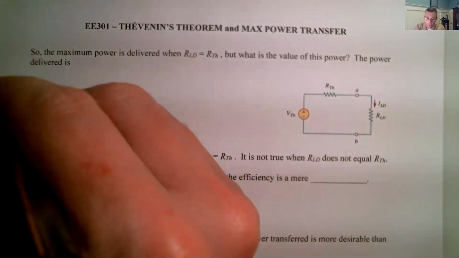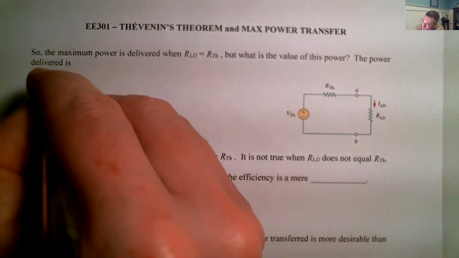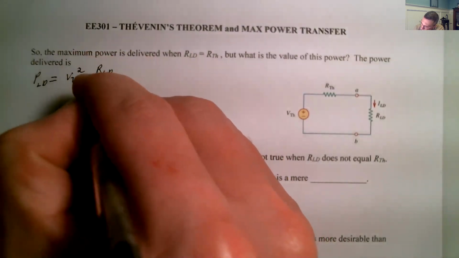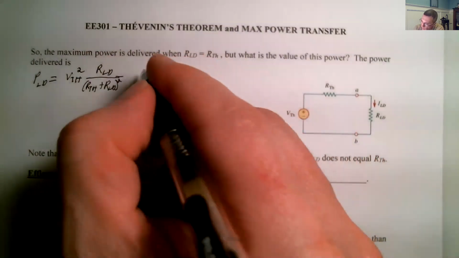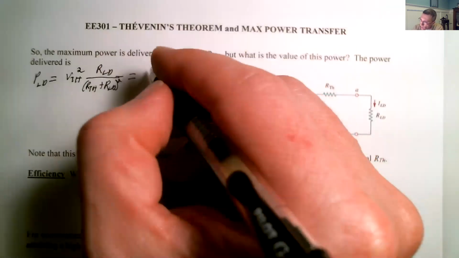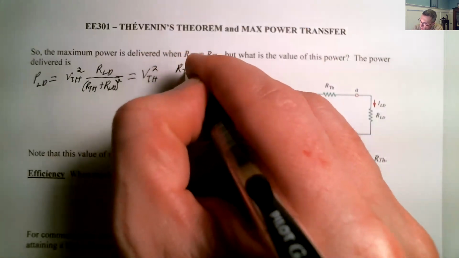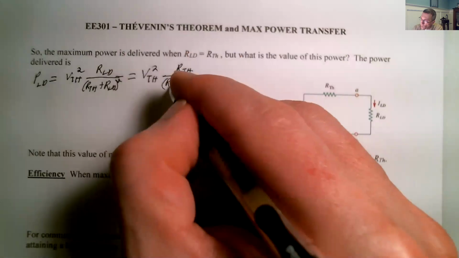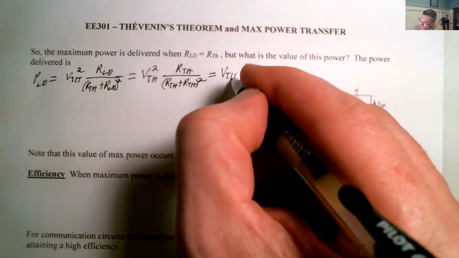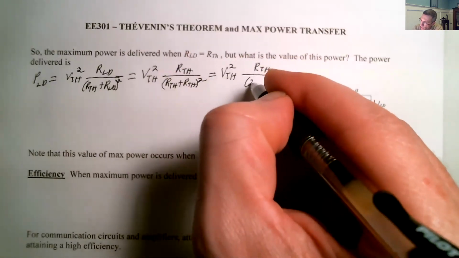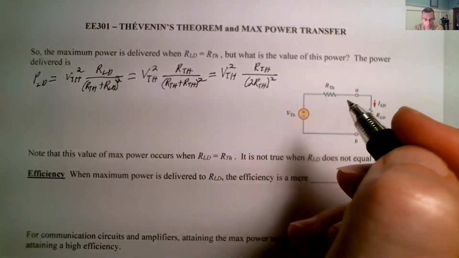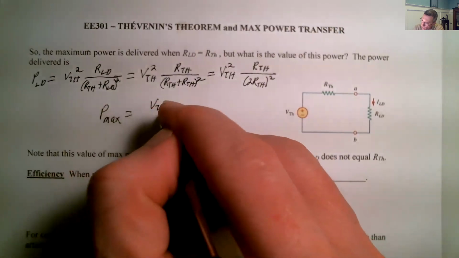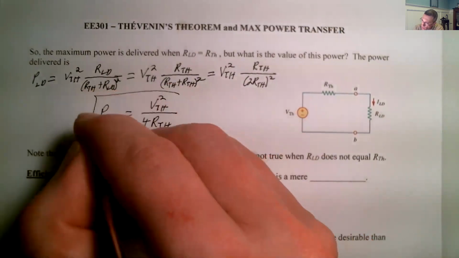So maximum power is delivered when R load is equal to RTH. What is the value of this power? Power delivered, P load, we said was VTH squared times R load divided by (RTH plus R load) squared. Now we substitute in R load equal to RTH. So we've got VTH squared times RTH divided by (RTH plus RTH) squared. RTH plus RTH is 2RTH, so we've got VTH squared times RTH divided by (2RTH) squared. 2 squared is 4, and we have RTH squared, so we end up with P max equal to VTH squared divided by 4 RTH.